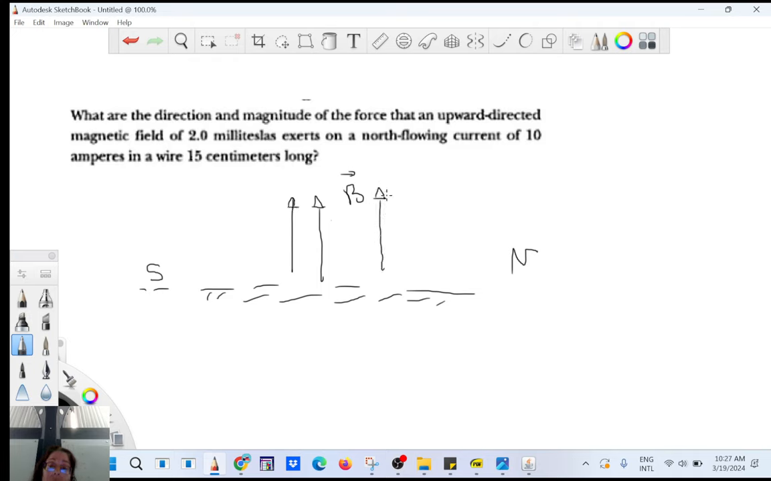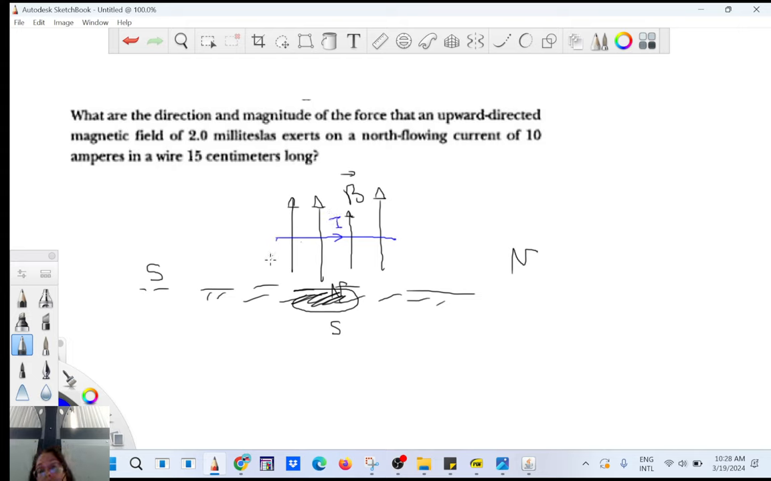Because maybe you have a magnet. So let's see, you have a magnet here. This is north, the north of the magnet, this is the south. So it's making a magnetic field here, looping. We don't care. And you have a current flowing north. So this is your current inside your magnetic field. So this is your current here.